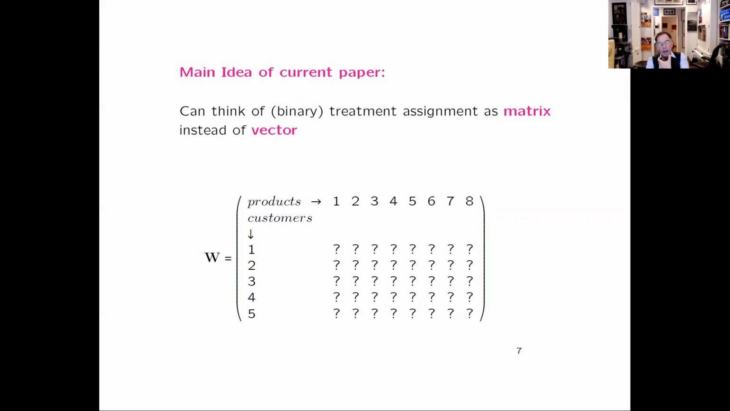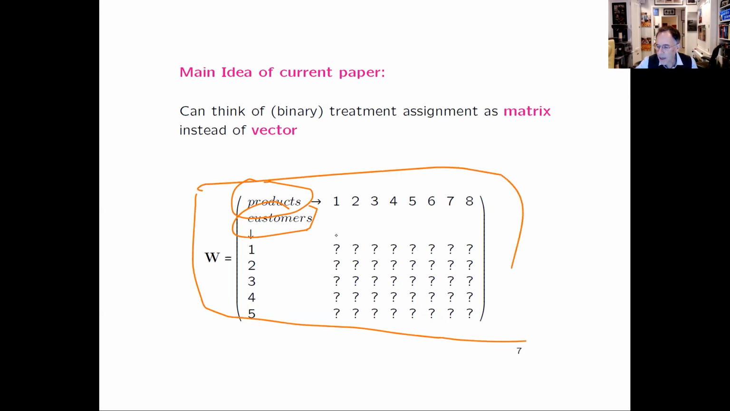And in fact, they could be more than two populations. It could be three populations. It could be products, customers, and time periods. But to keep things manageable, I'm going to look at this generic case where there's a population of products, there's a population of customers, and we can think of the assignment not just at the product level or at the customer level, so not just as a vector of assignments, but as a matrix where elements are indexed both by product and customers, and can be assigned at that level.